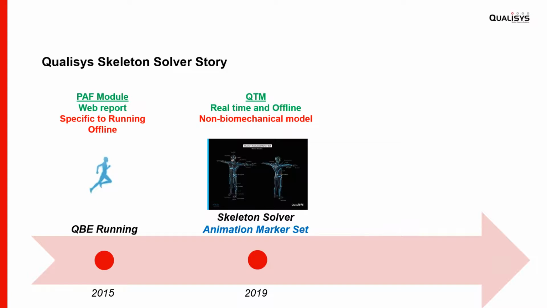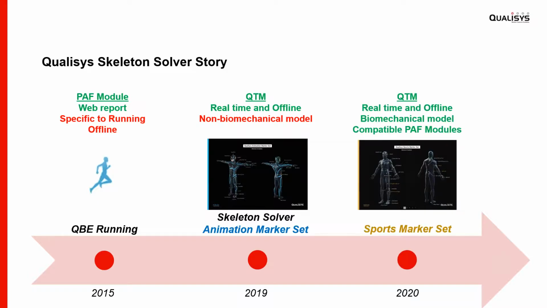But this year, about a month ago, we launched a new marker set that is supported inside QTM. Once again, like the animation one, this marker set works in real time and offline. On top of that, it uses biomechanical definitions for the joints in the current systems. And very usefully, as you will see later, it's compatible with our PAF modules, because our PAF modules are already using the sports marker set. Let's focus a bit on this last part.